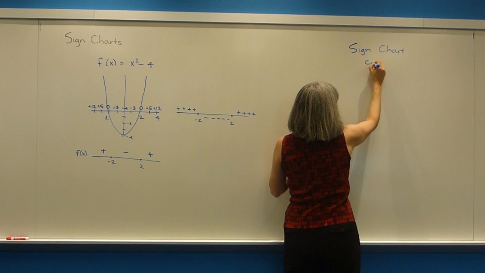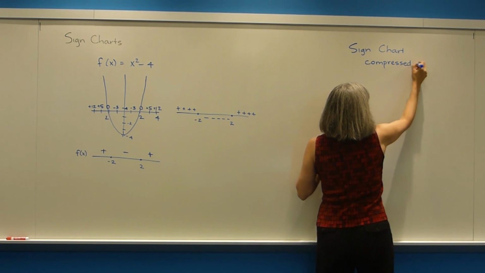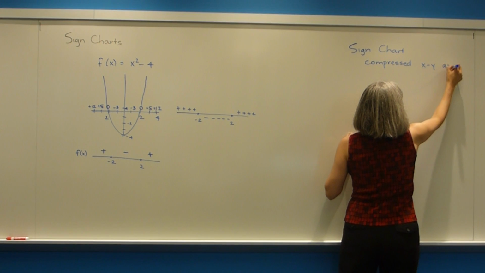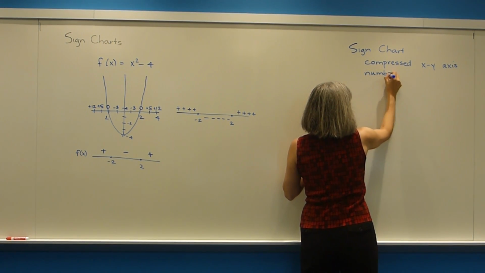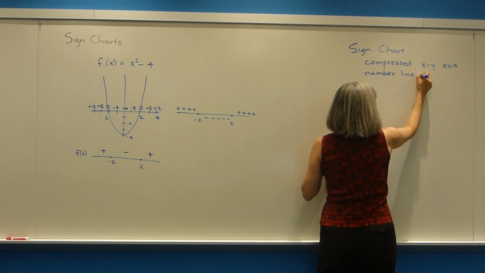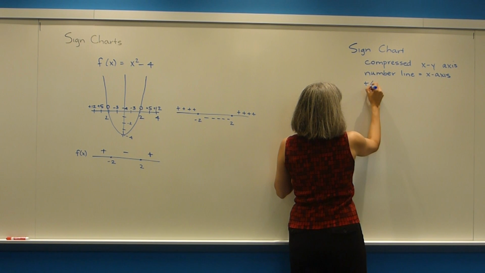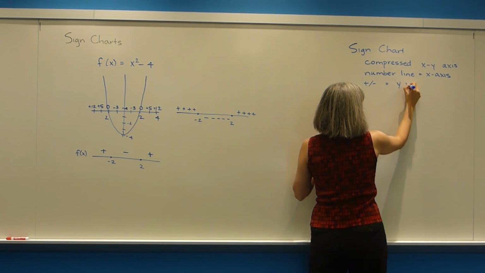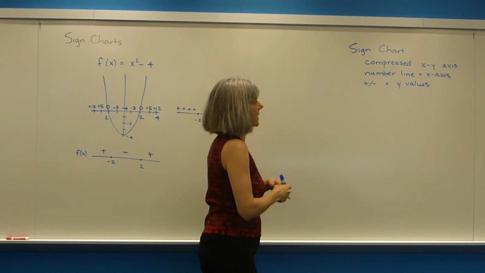So a sign chart is really a compressed XY axis. The number line is the x-axis, exactly. And the pluses and minuses are the y values. Clearly not the whole y value, just positive and negative.